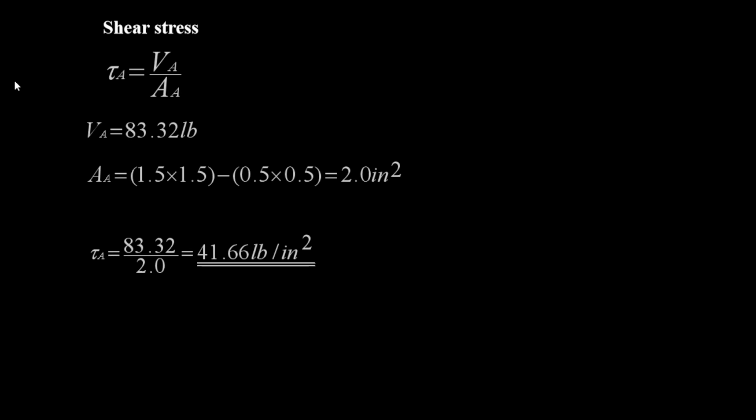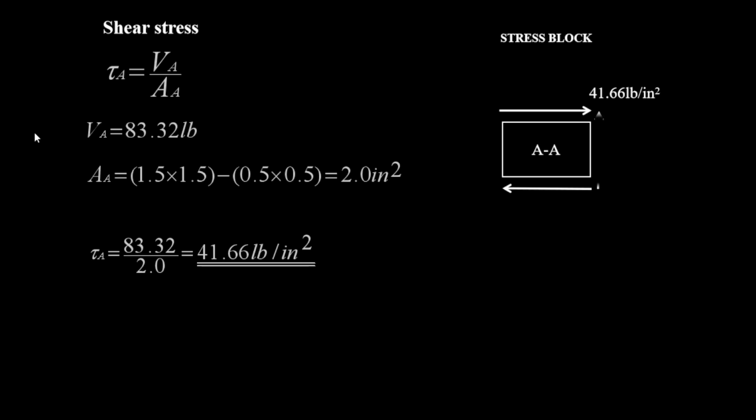So we are going to find our shear stress to be 41.66 pound force per inch. And our stress block will be represented over here this way. And then we draw our arrows nicely, and then we get our stress block. The direction over here and here shows that it's positive. If its direction is here and here, it's going to be negative. Okay, so basically that is it for the E.